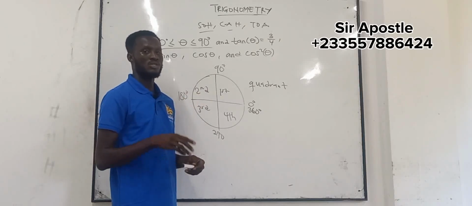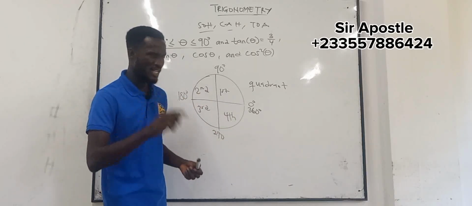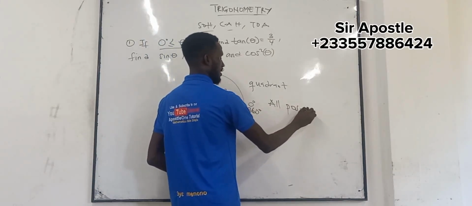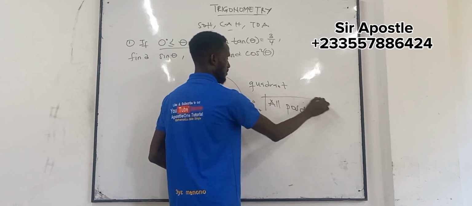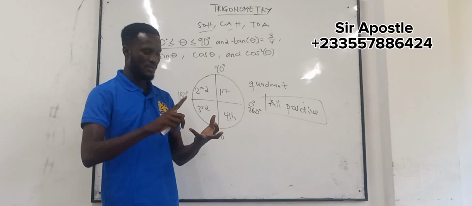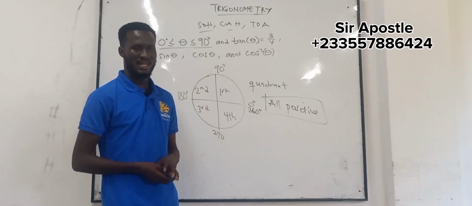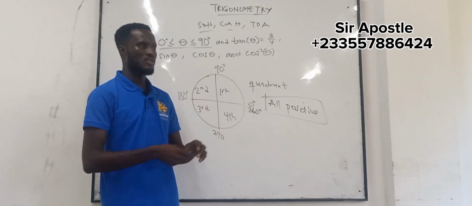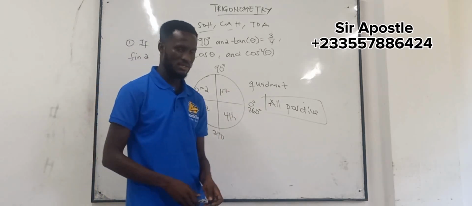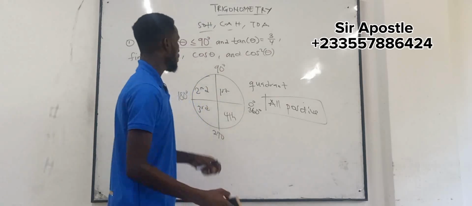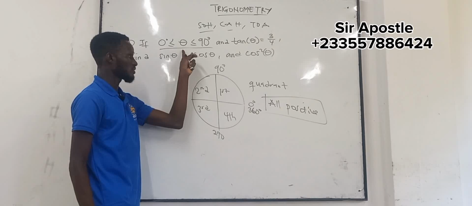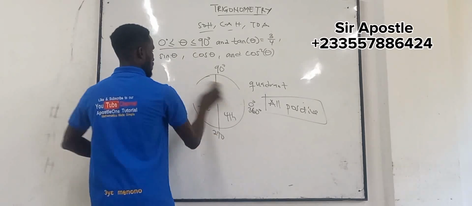All the trig ratios behave the same way. How do they behave the same way? They are all positive. All the basic trig ratios are positive. Sine is positive. Tan is positive. Cosine is positive. And the same thing will affect their corresponding reciprocals. So when we see a question like this, make sure you look at it very well. It's very important.